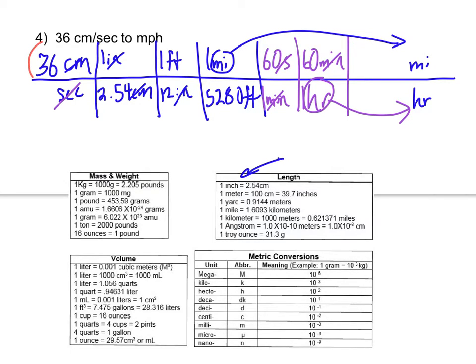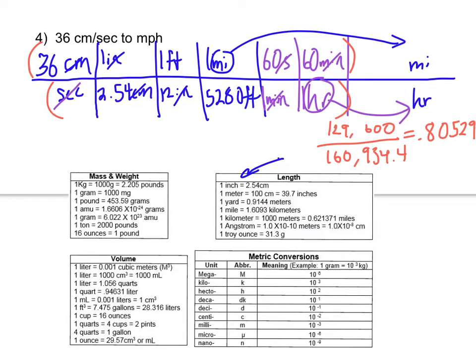On the top, I have multiplied everything together, and I got an answer of 129,600. And then I like to multiply everything on the bottom, and I'm going to divide top by bottom. On the bottom I got 160,934.4 to be exact. And the answer I got was 0.80529 and a bunch of other digits.